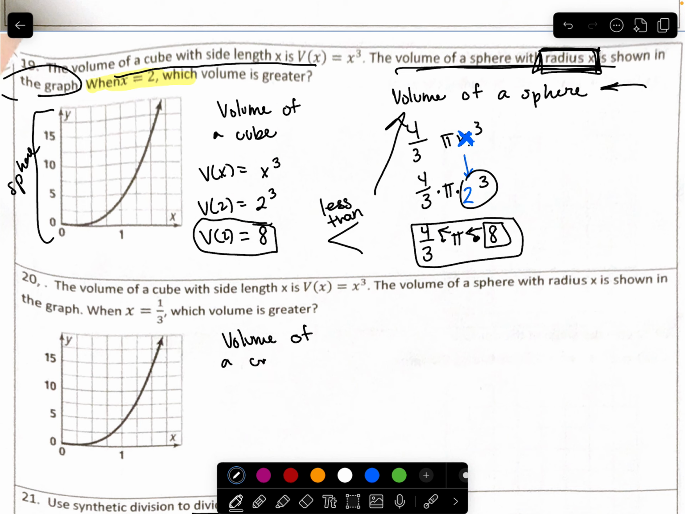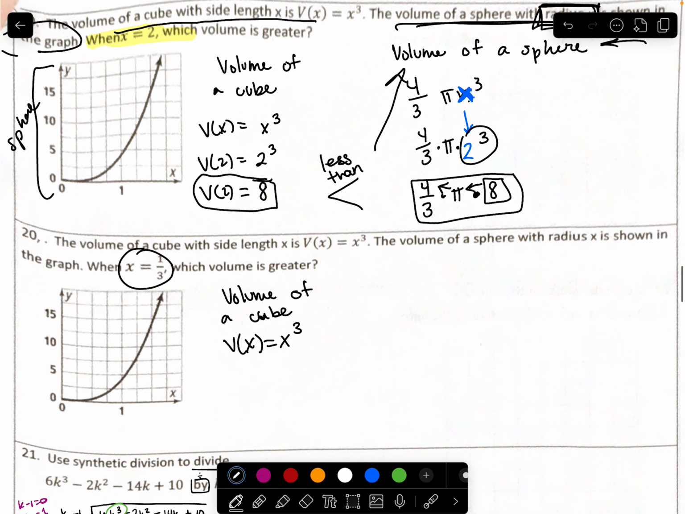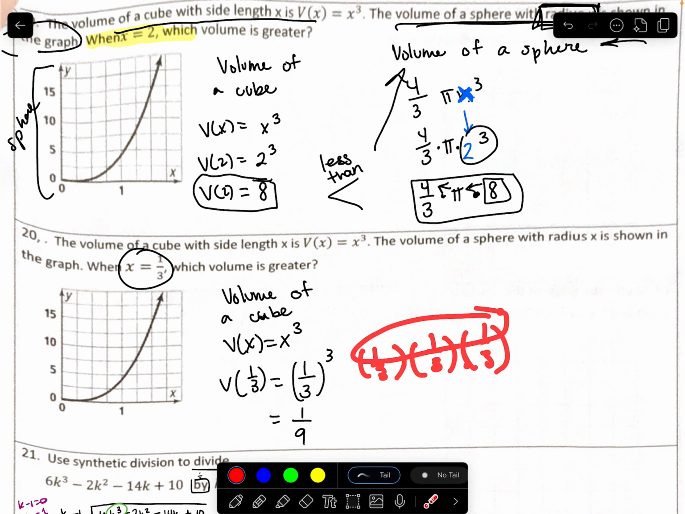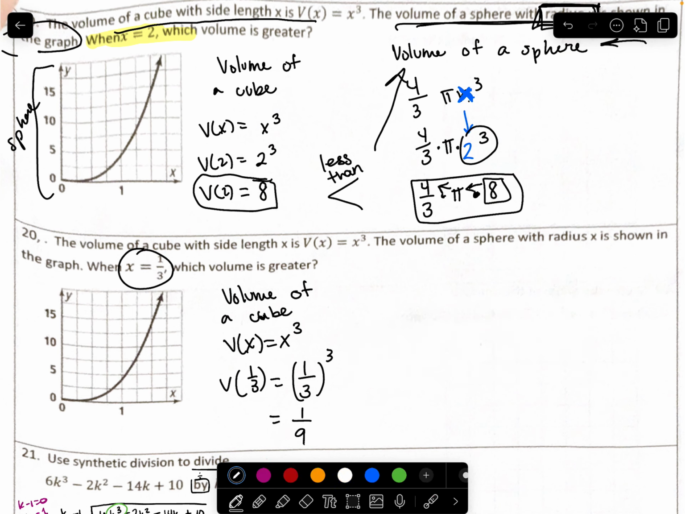Of course, you have to read the instruction first, but these two are pretty much the same questions. Volume of a cube, V of x equals x cubed. We know what x is. So V of 1/3 is 1 over 3 to the third power, which is 1 over 27. Remember, 1 over 3 to the third power is 1 over 3 times 1 over 3 times 1 over 3. So 1 times 1 times 1 is 1, and 3 times 3 times 3 is 27. So this is the volume of a cube.